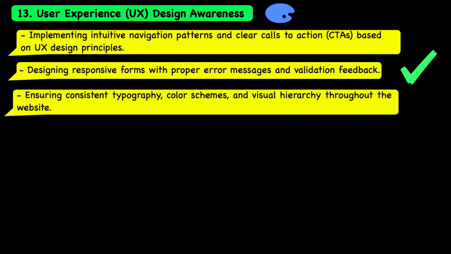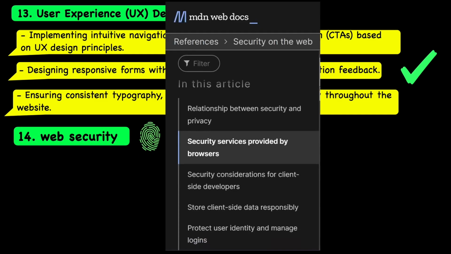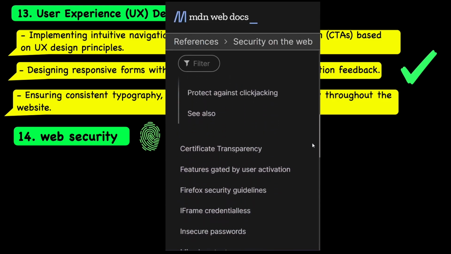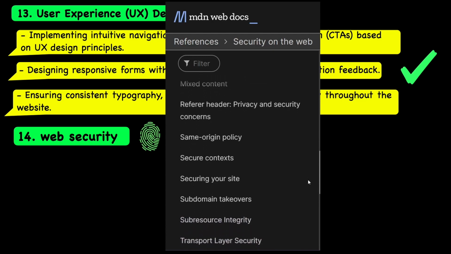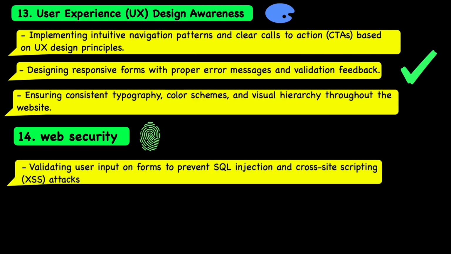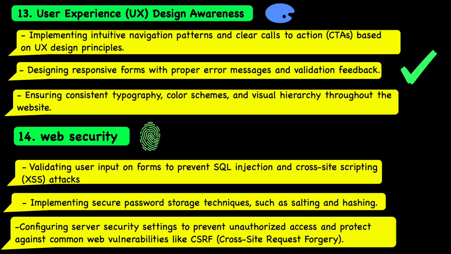Then comes web security. Understanding web security best practices is essential to protect sensitive user data and prevent attacks. It ensures that the front-end code doesn't introduce vulnerabilities that could compromise the entire application. Some important things to consider here would be validating user input on forms to prevent SQL injection and cross-site scripting attacks, implementing secure password storage techniques such as salting and hashing, configuring server security settings to prevent unauthorized access and protect against common web vulnerabilities like CSRF or cross-site request forgery.